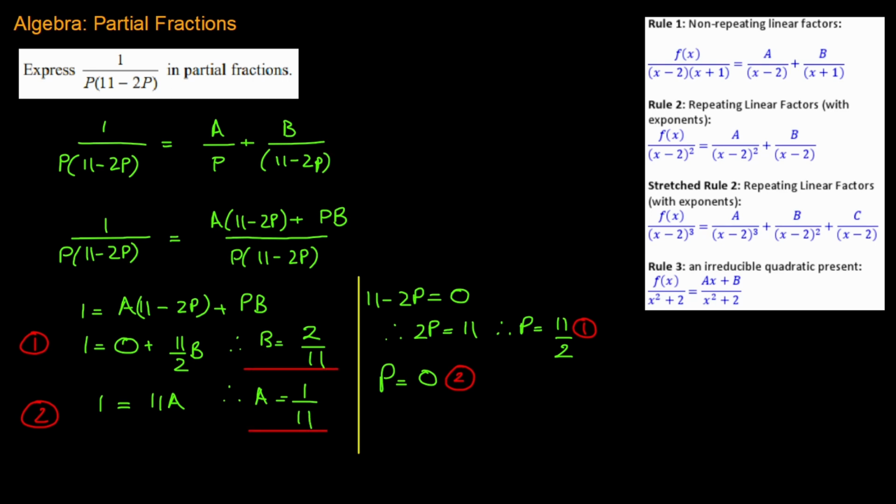And if we pop that back into our partial fractions expression, I get 1 over 11 divided by p plus 2 over 11 divided by (11 minus 2p). And we've successfully split our expression into partial fractions as required. There we go.